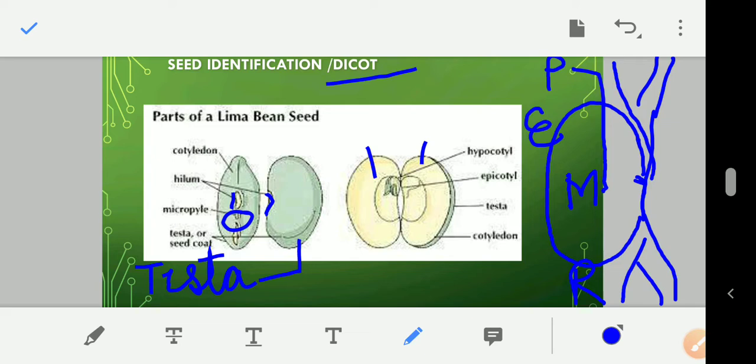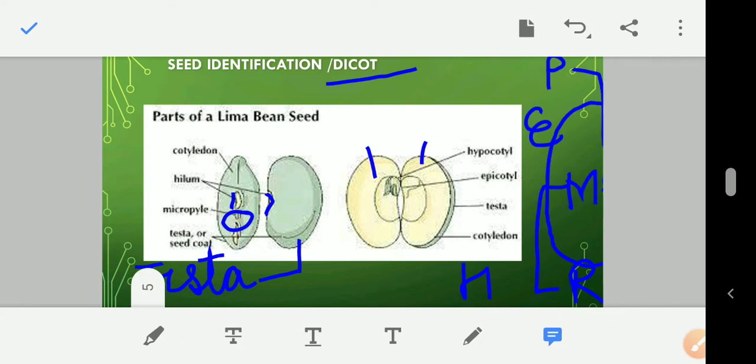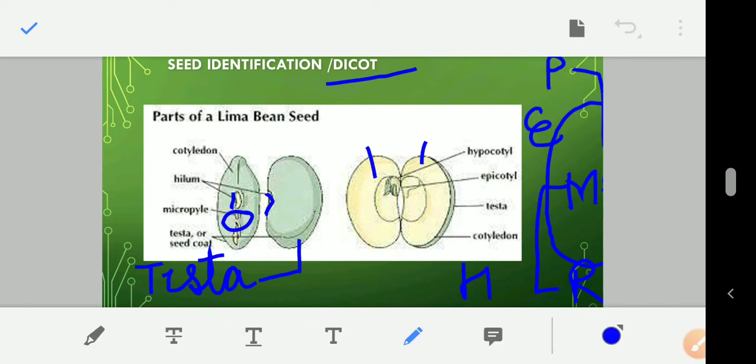Epi means upper, cotyle means cotyledon. So this region is known as epicotyle. The region between mesocotyle and the radicle is known as hypocotyle. Hypo means below and cotyle means cotyledon, the part which is below the cotyledon. Testa is the outermost layer of the seed. The inner thin layer is known as tegmen.